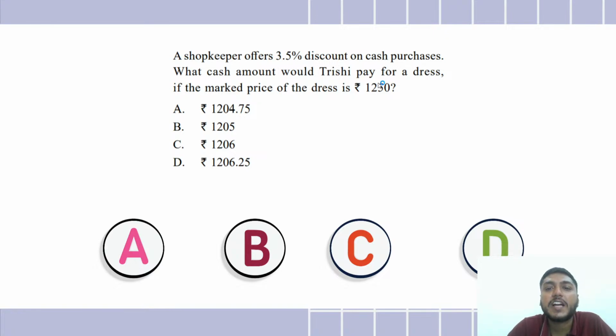Then we have to tell what is the cash amount that Trishi has to pay, right? So simply we can say we have to calculate the discounted price, right? Very easy question. So what we can say is let this marked price be 1250. Now discount is always offered on what? Discount is always offered on marked price, right?